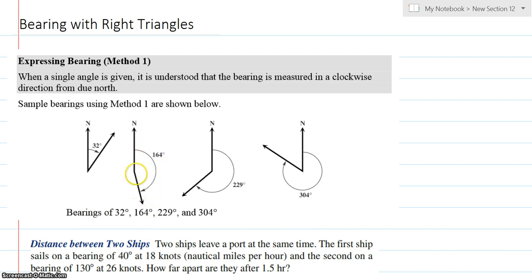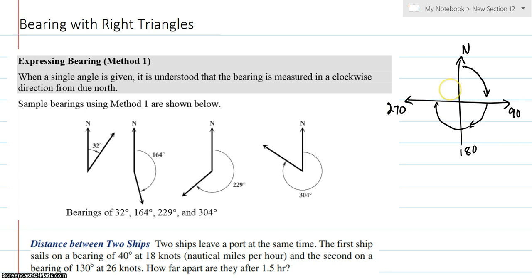So clockwise direction 164, we know that 180 is a straight line, so a little bit less than that. Or the bearing of 229 is a little more than 180, but less than 270. So again, they start north and they go in the clockwise direction. So we know this would be 90. If I continue on, this would be 180. Continuing on, this would be another 90, which is 270. And then finally, up to 360 degrees is a full circle. So it makes sense that 304 would be between 270 and 360 in that last quadrant.